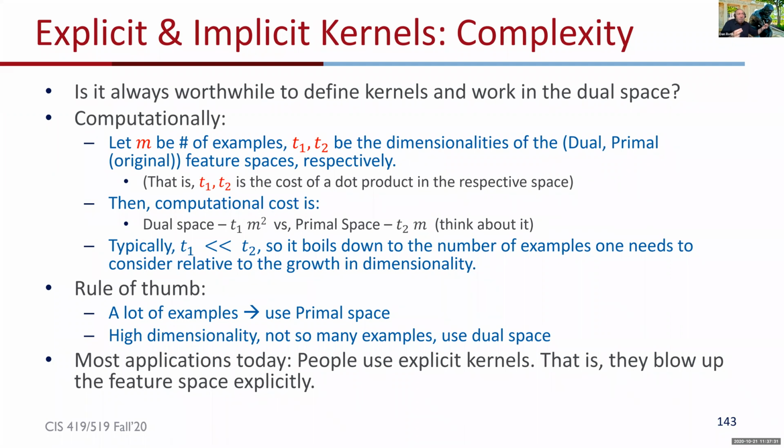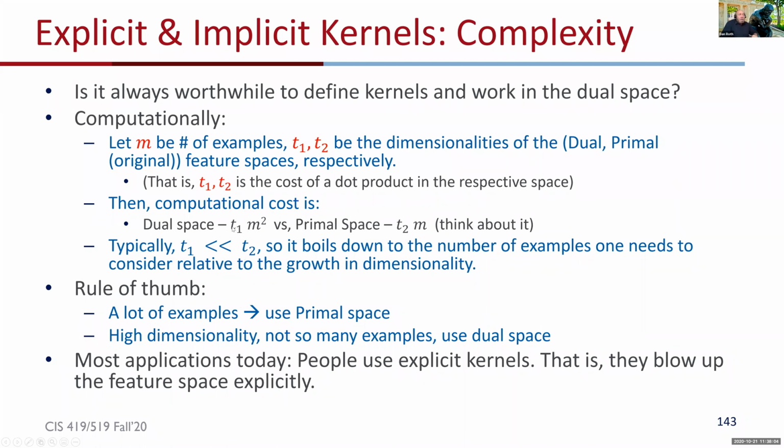Okay? Now, this is the computational cost. We assume that T1 is much, much smaller than T2. Otherwise, why are we doing all this, right? So this is the original dimensionality, and this is the blow-up dimensionality, right? This could be 3 to the n, or it could be just n squared if this is n, depending on the kernel you choose. But we assume that T1 is smaller than T2.